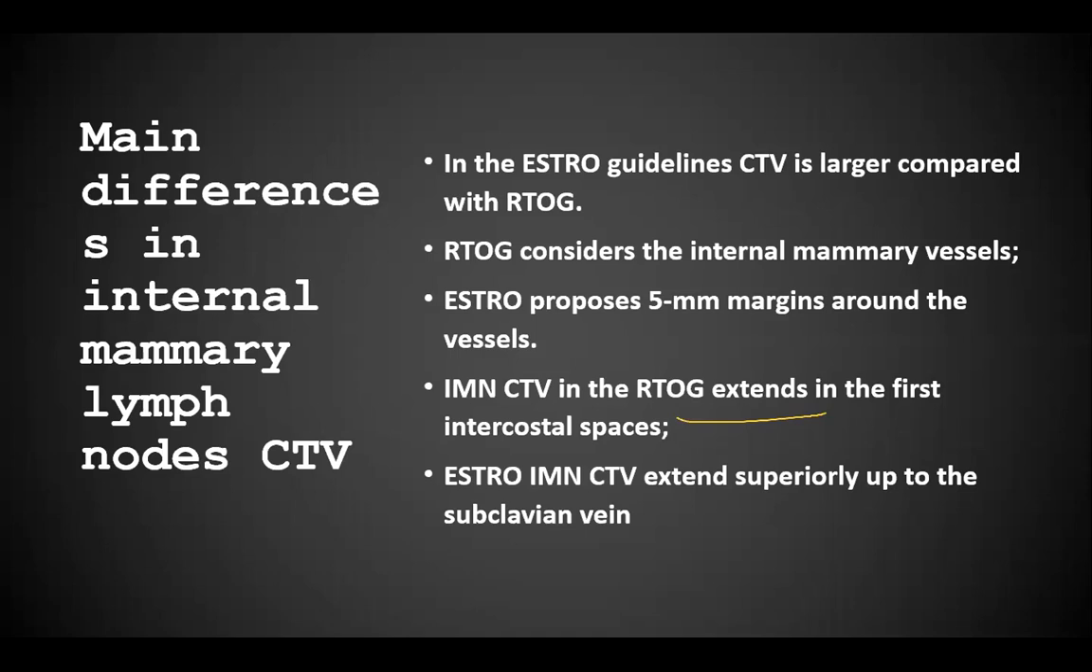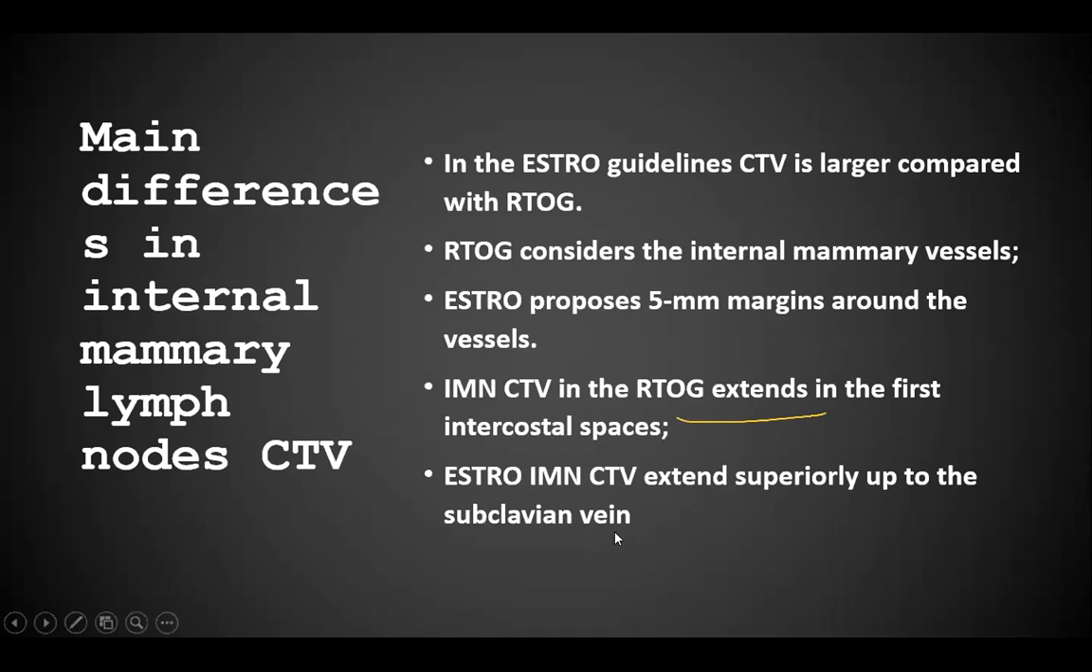To sum up the differences in the internal mammary lymph nodes: ESTRO guidelines have a larger CTV compared to the RTOG. RTOG considers only the internal mammary vessels and doesn't take any margin from it, whereas ESTRO takes a 5 mm margin around these vessels. In RTOG, it extends till the first intercostal space, and we don't extend beyond it. But in the ESTRO internal mammary CTV, we extend superiorly till the subclavian artery.